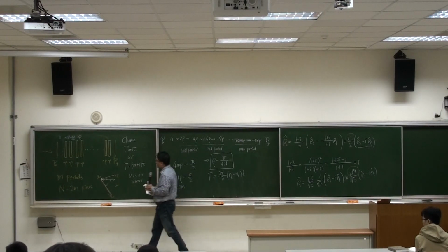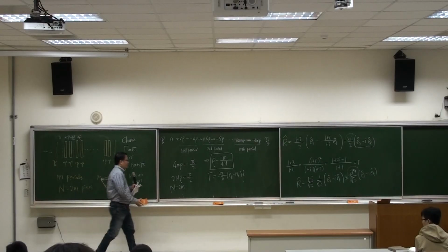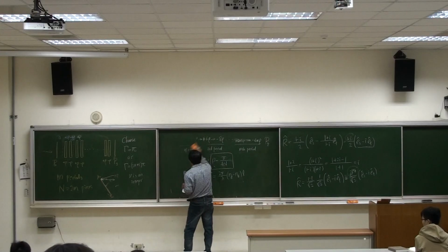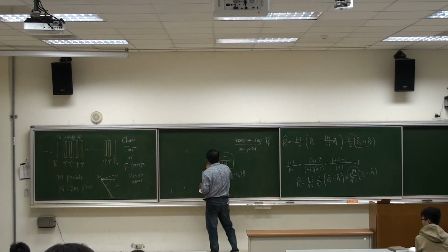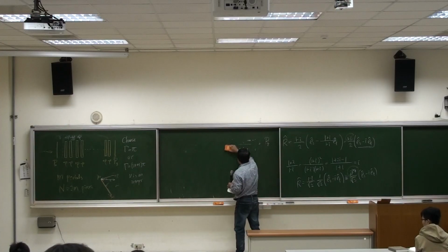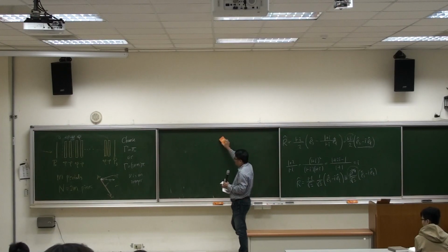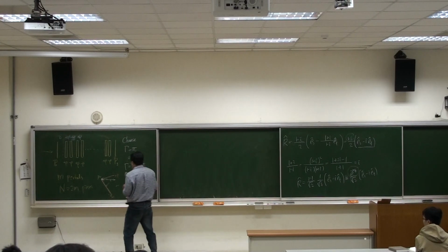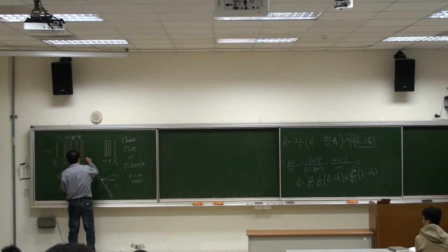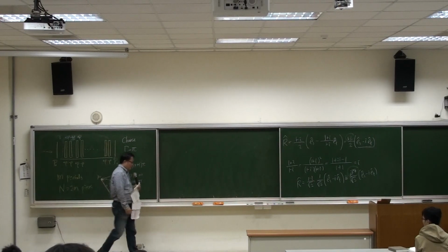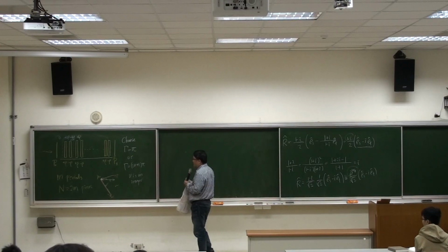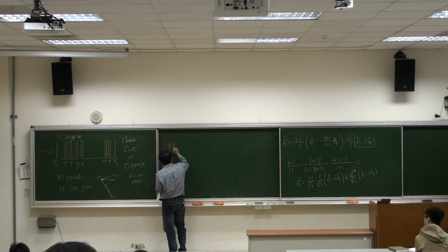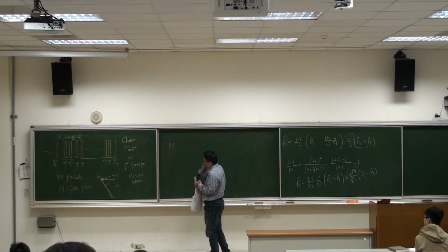Okay, good. Let's analyze how to multiply them. So mathematically, the multiplication of these wave plates, we can denote the matrix as M. And what is M?